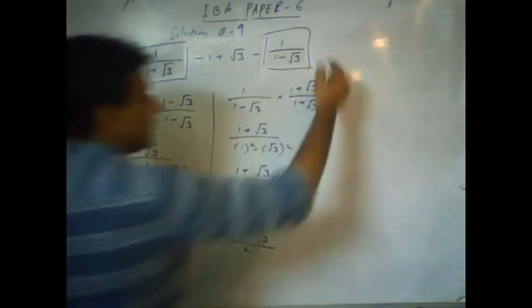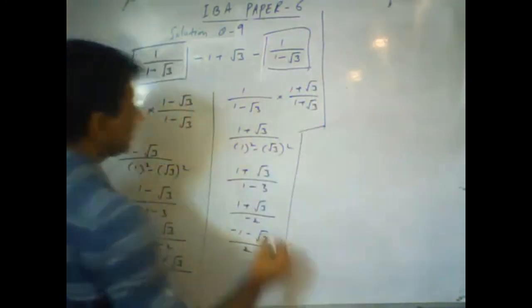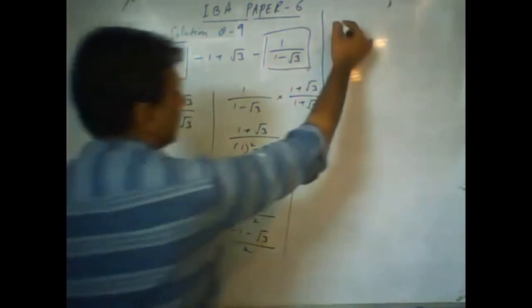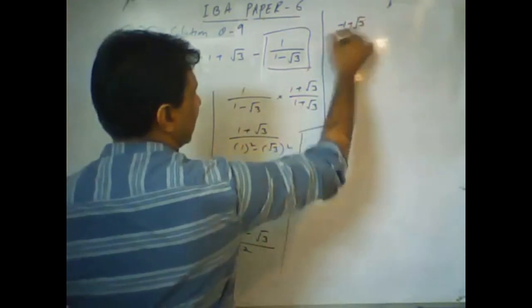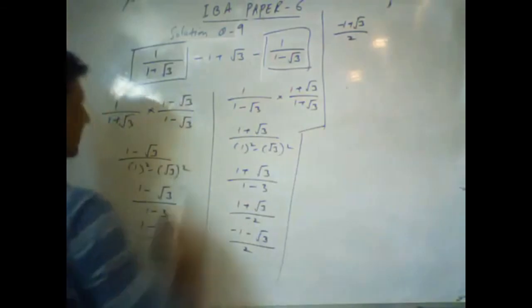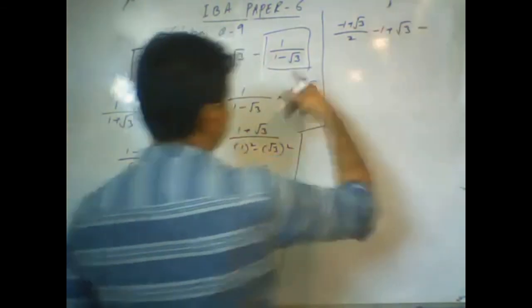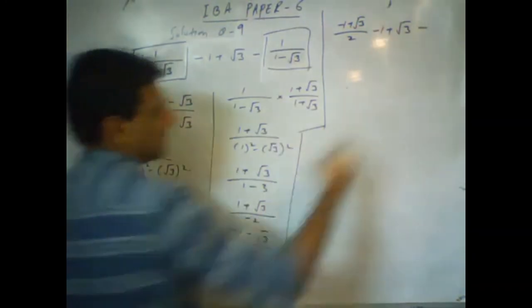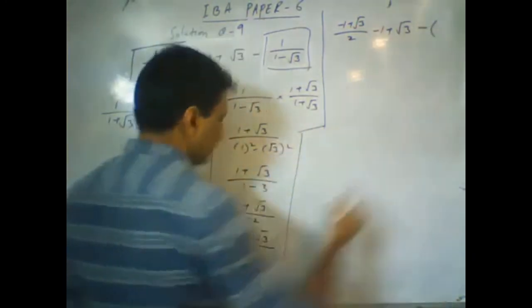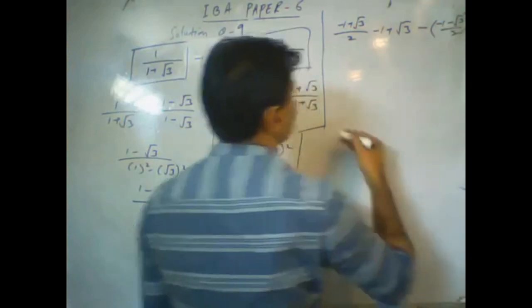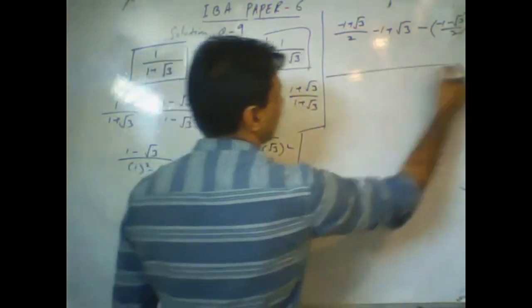So we put back the values again. So this is minus 1 plus under root 3 upon 2 here, minus 1 plus under 3 upon 2. Now minus 1 plus under 3 minus this is equal to this. So this is minus 1 minus under 3 upon 2. So you better take the LCM now.